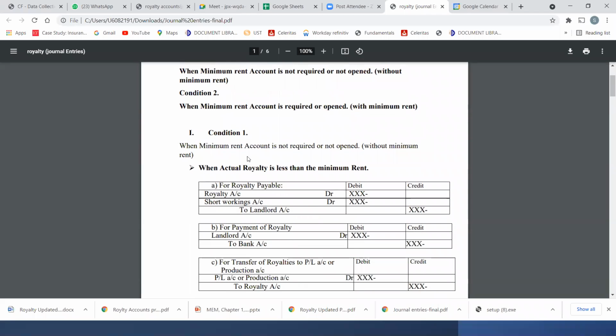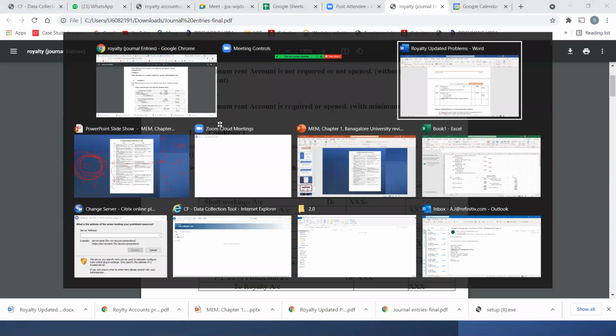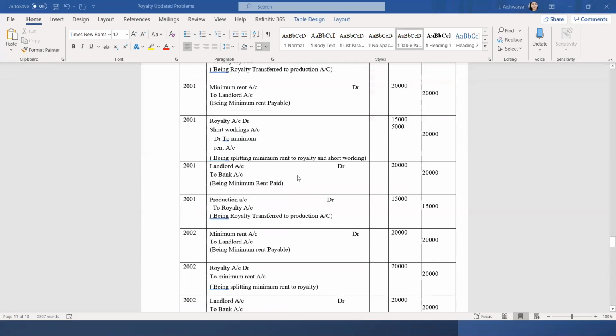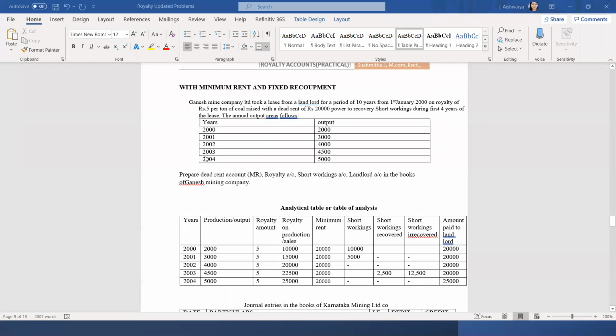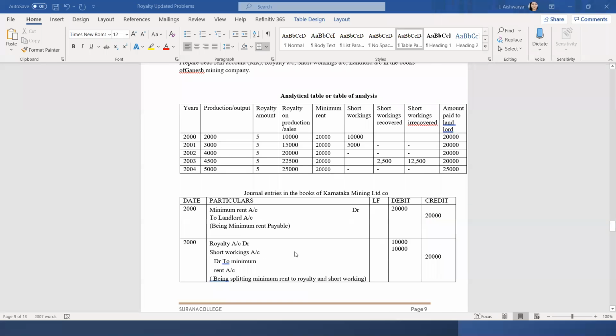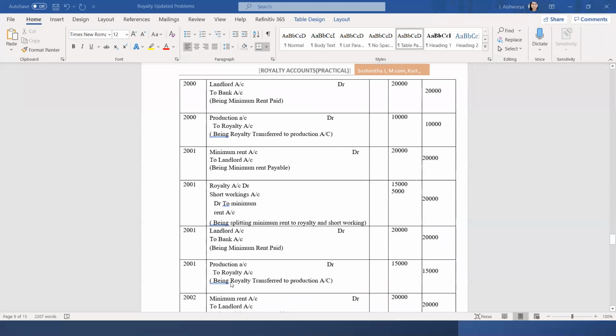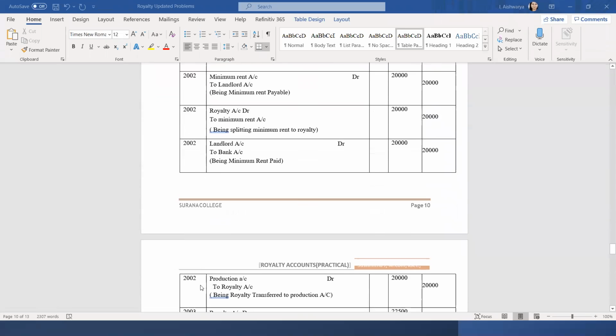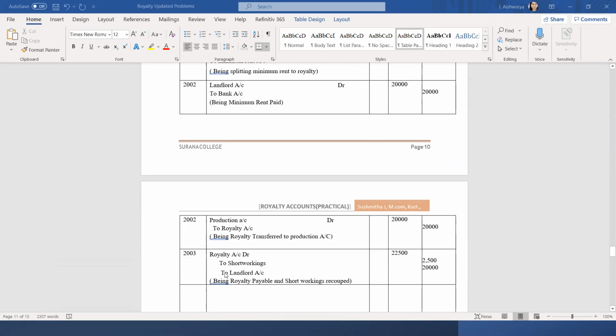This is the accounting treatment with minimum rent and without minimum rent. As we are preparing with minimum rent, the problem belongs to with minimum rent, as they have told you to prepare the minimum rent account. In the last class itself, we have completed this analytical table and the journal entries till 2003. That too, the first entry, royalty payable, we have completed.